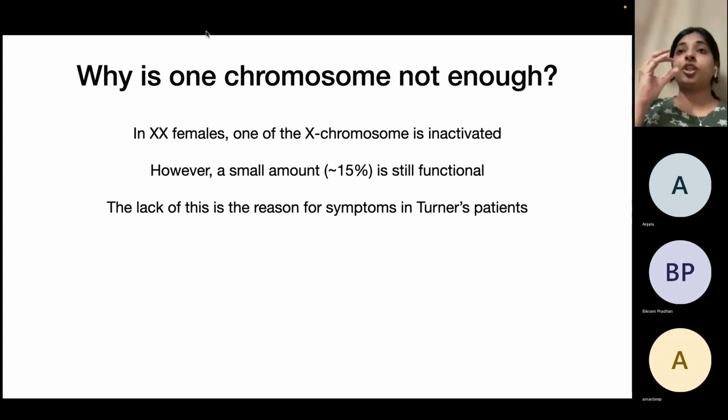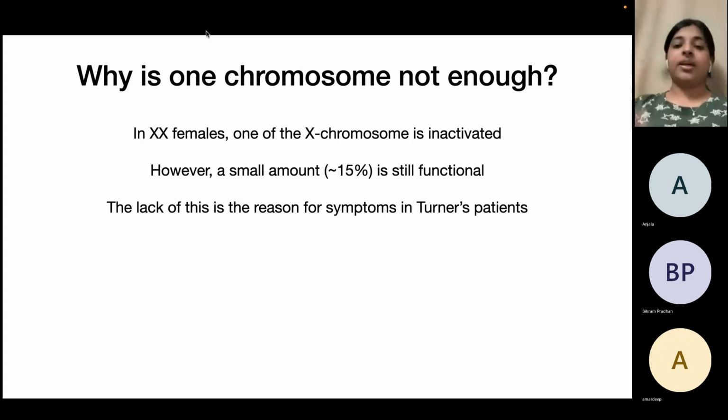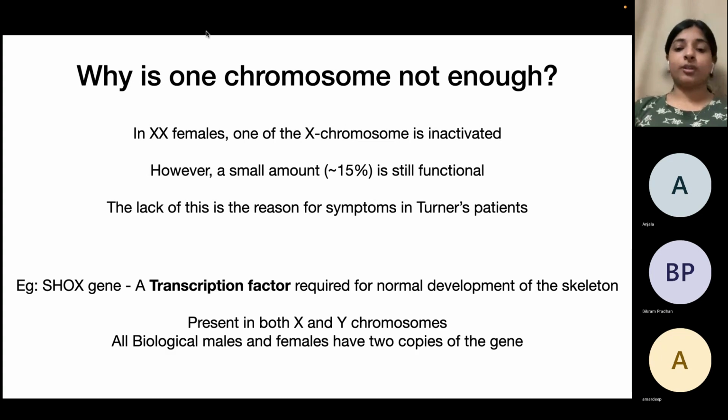At the same time, if instead of 15%, now there are 2 chromosomes, 15, 15 each, and instead of 15, there is 30%, which means that there is some protein that is overexpressed and again results in clinical manifestation. One such protein that was identified is known as the SHOX gene. This gene is actually a transcription factor and has been proved to be crucial for the normal development and maturation of the skeletal system. This is present both in the X and Y chromosomes.